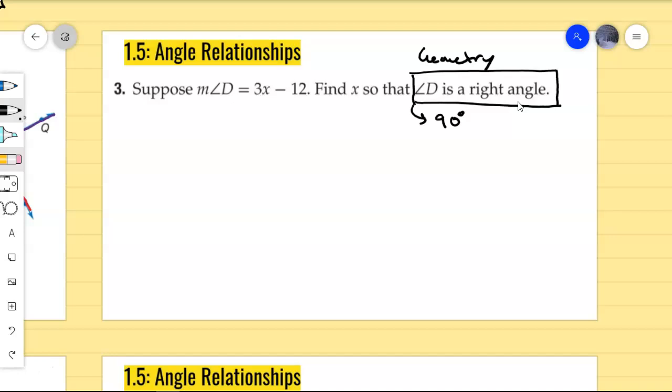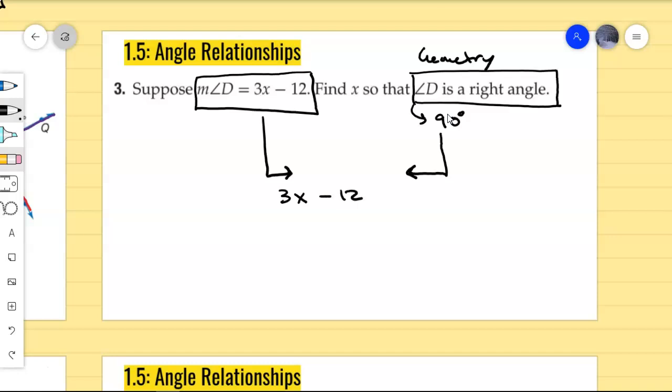So if angle D is 90 degrees, and you've been told that angle D is 3x minus 12, you know two things about angle D. Number one, it's 3x minus 12. Number two, it's 90 degrees. The connection that you make, and this takes a little bit of time for students, is you say, well, then that means 3x minus 12 is equal to 90. Because two statements were made there, you can go ahead and solve an equation.